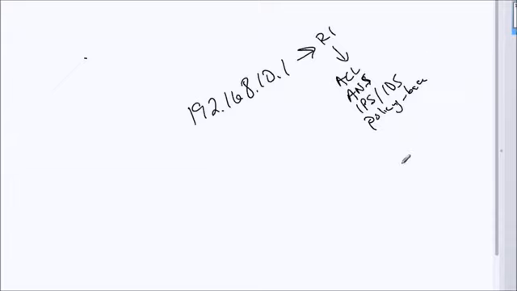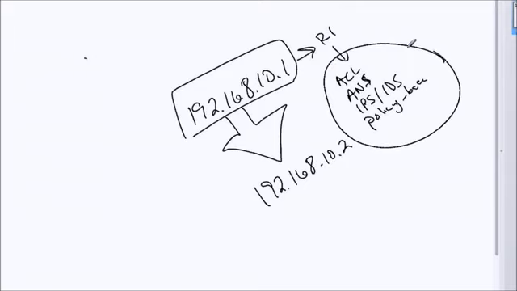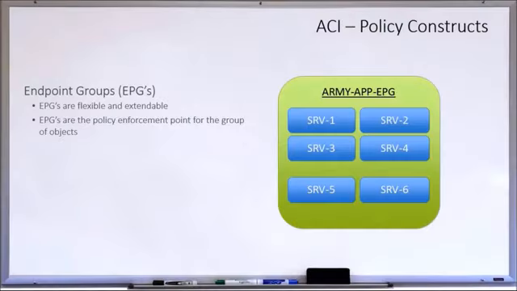So what happens when we take this IP address, or even the VLAN that it's associated with, and maybe we change that to 192.168.10.2? Does it get the same policy applied? We don't know. It could or it couldn't, depending on the type of policy that we actually wrote in the background. So we don't have to deal with that anymore with endpoint groups.